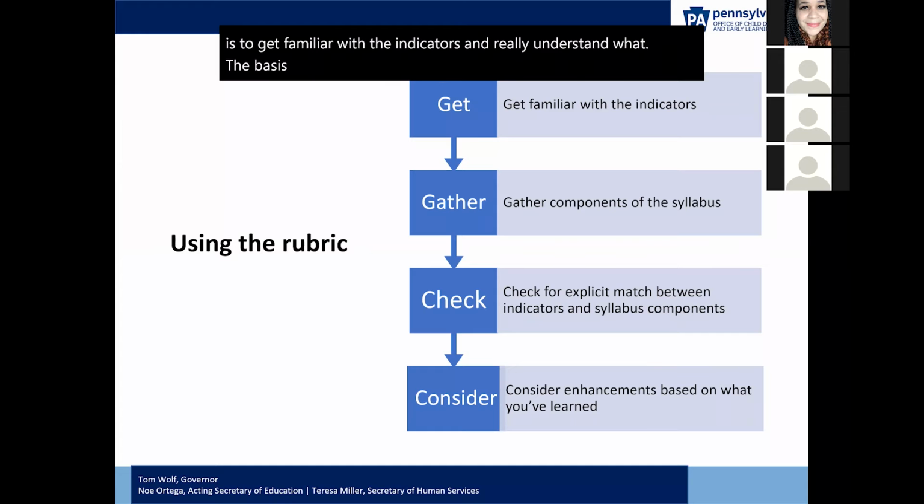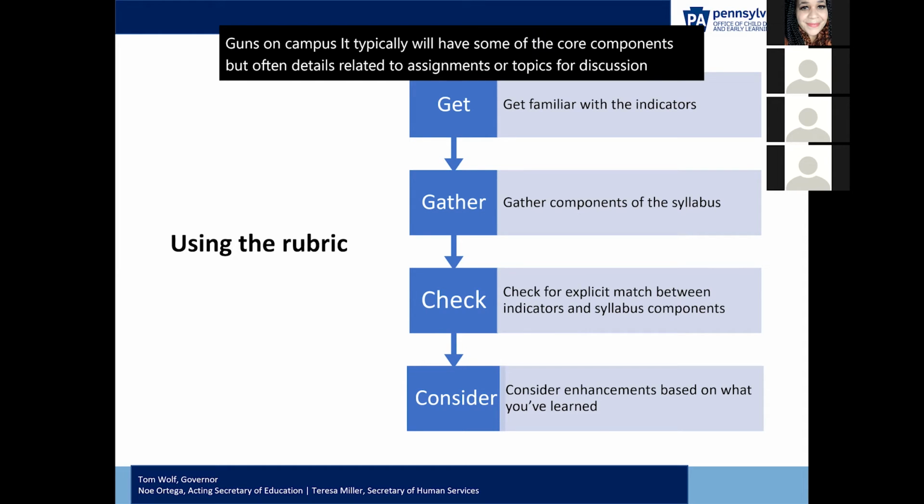One of the things that we're creating for Pennsylvania is a set of resources to go along with each indicator, so there will be plenty of opportunity to really understand the scope, breadth, and depth of each indicator. Now, the second step is to gather the components of the syllabus. When you talk about a course syllabus, there are several different ways of thinking about that. Often for a course, there's a syllabus that may include boilerplate information about expectations on campus. It typically will have some of the core components, but often details related to assignments or topics for discussion or rubrics are within a content management system.